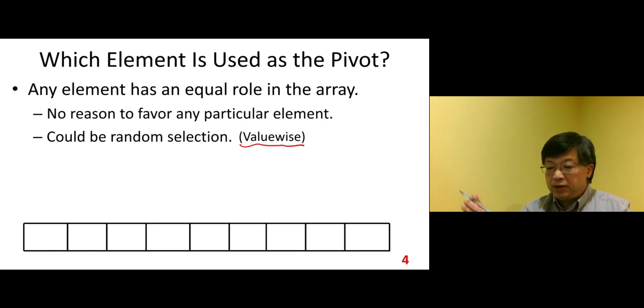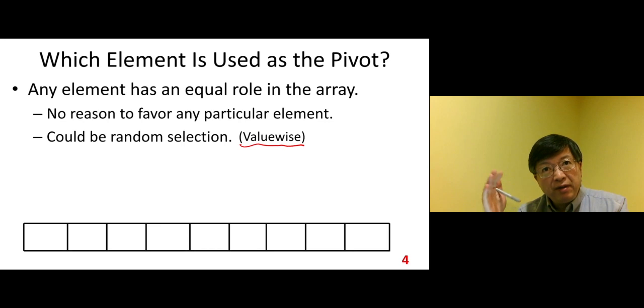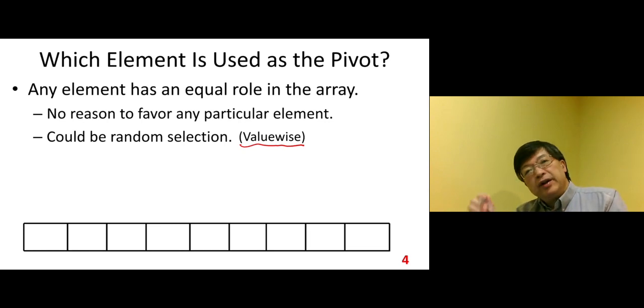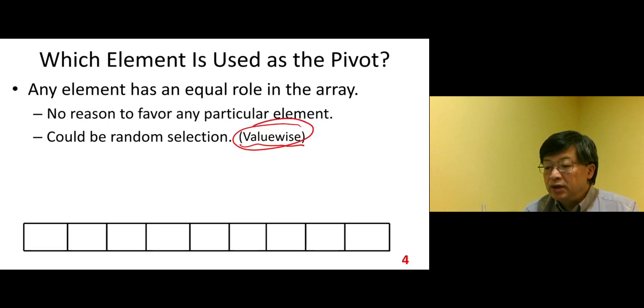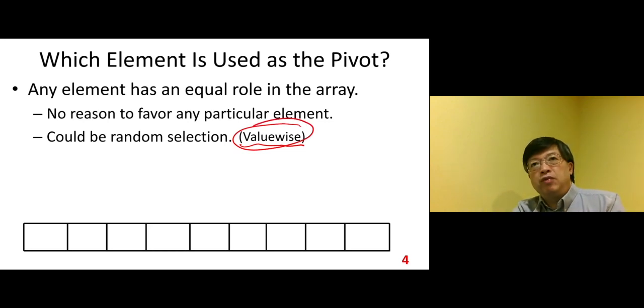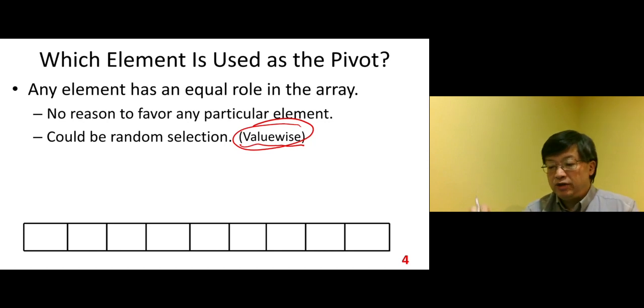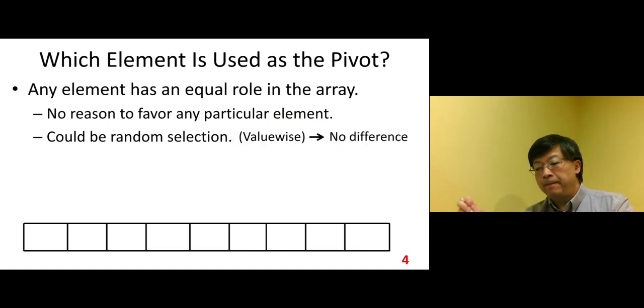Okay? But finding a median is so expensive. We don't want to spend so much time to find the median. So usually we do not consider the median. Okay? All right. So then for this step, we just select arbitrary element. We can use arbitrary element as the pivot. But here, arbitrary, we talk about value point of view, arbitrary.